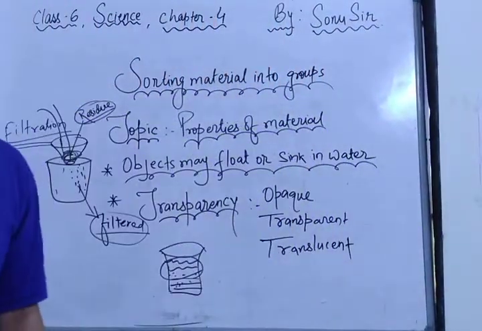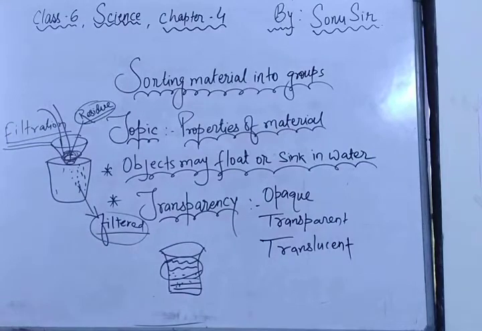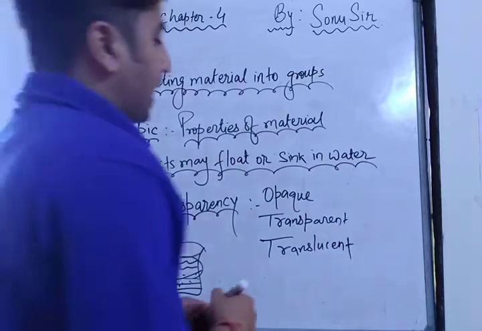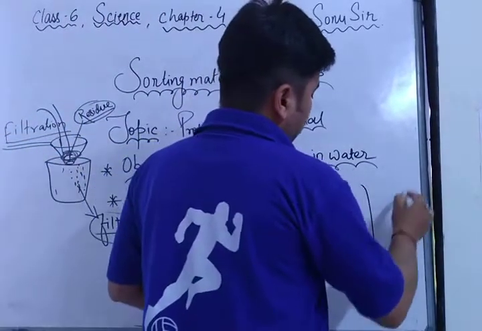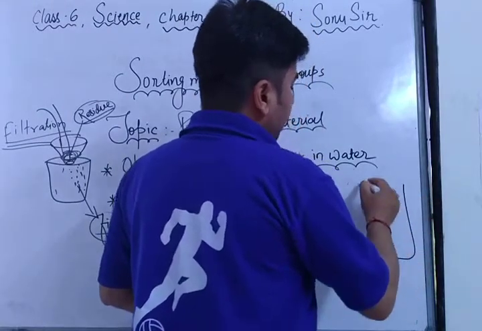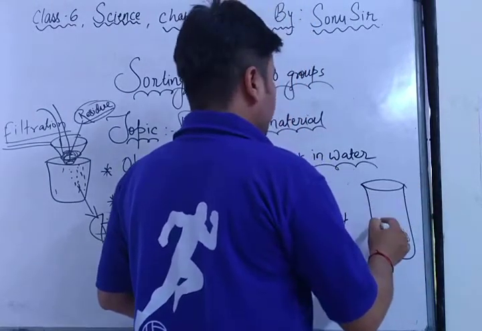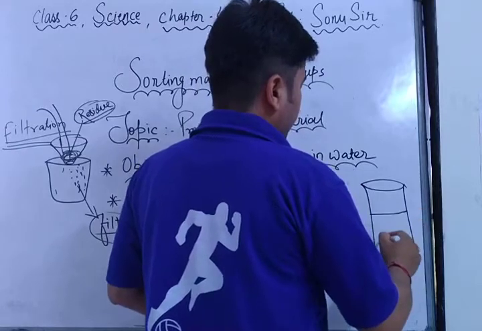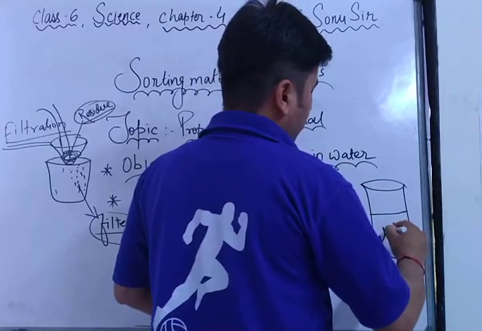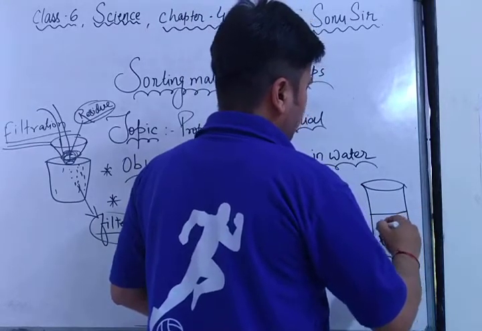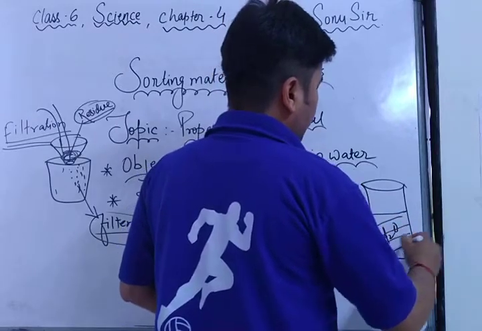Let's read. As I have told you, if you are putting different items in a glass of water, just take a transparent glass, okay? This is your transparent glass, okay? In this transparent glass, till here the water was filled, okay? The chemical formula of water is H2O, okay? Till here the water is filled.